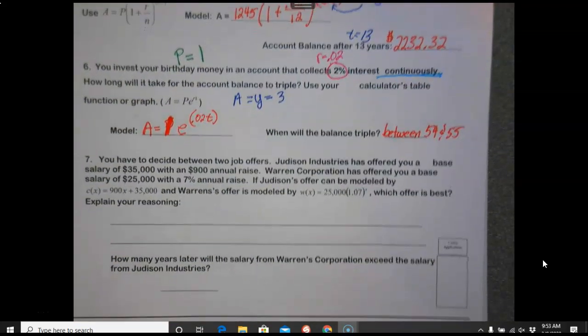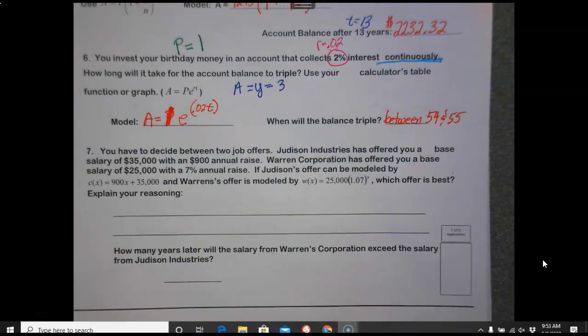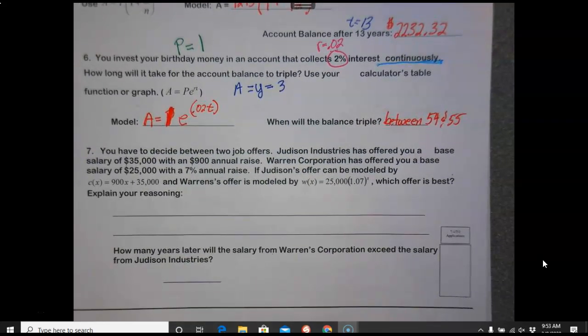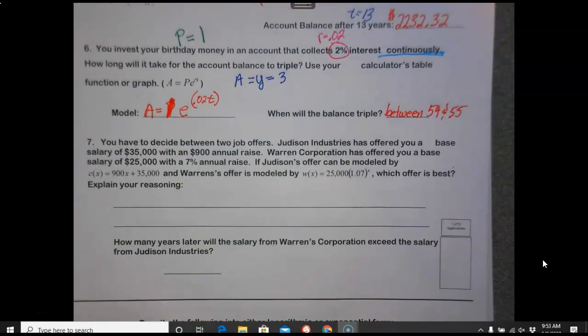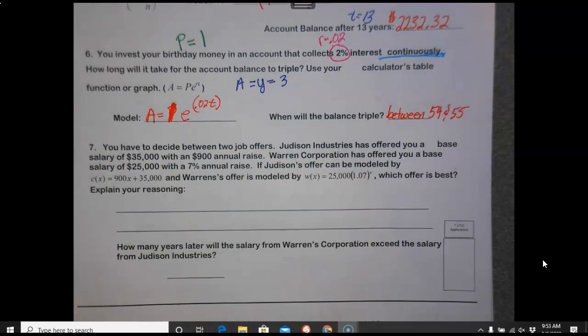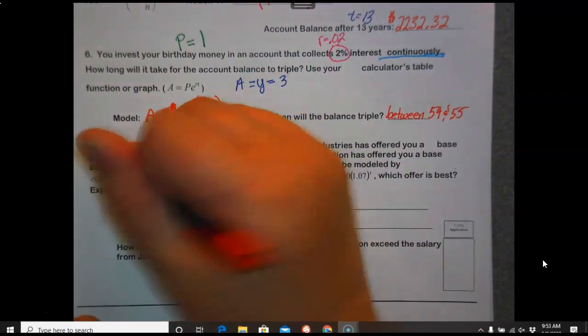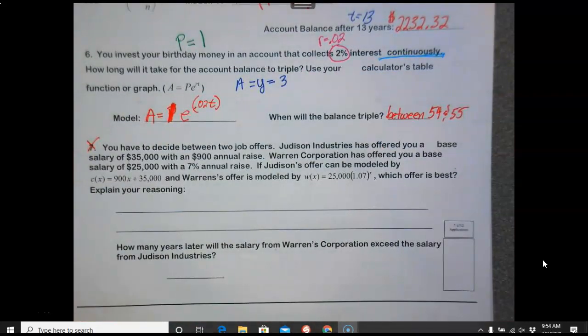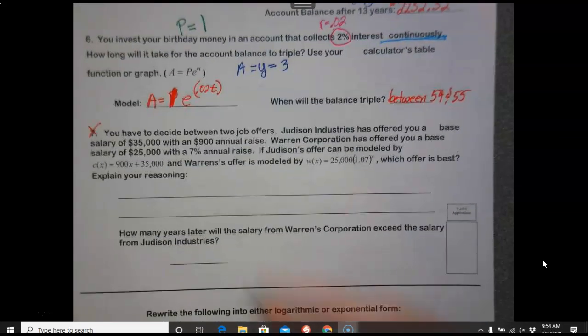Now, number 7, we really didn't do this when we were doing applications. It's an awful lot of work for very minimal concept. I'll make it extra credit. Okay.